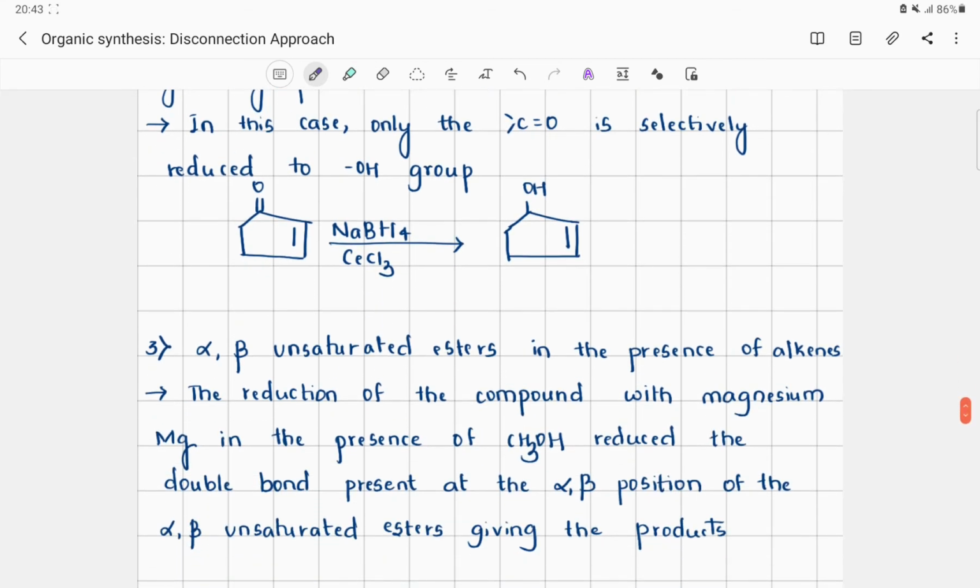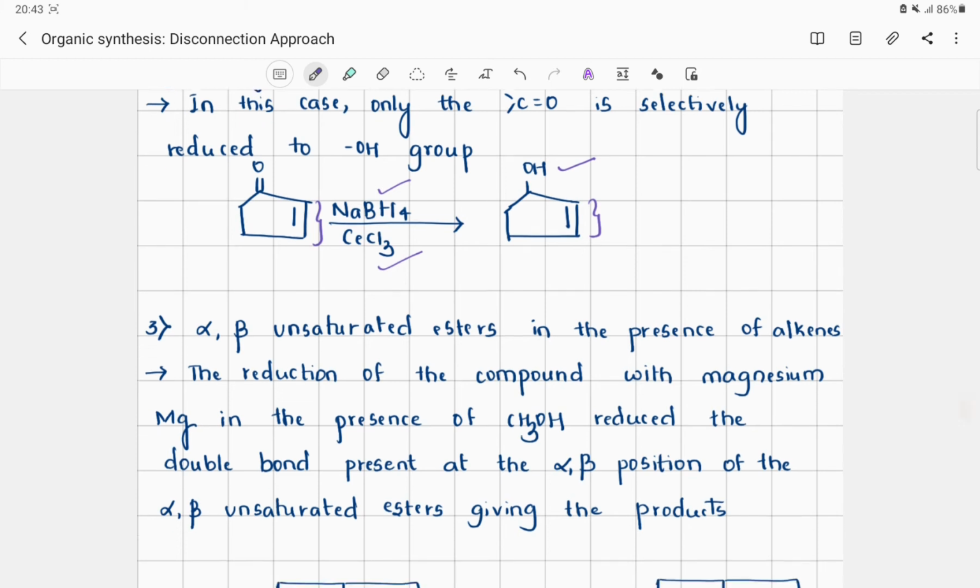Now can we not observe here that the carbonyl carbon is reacting so that it is getting converted to an OH, whereas the C=C has remained intact. This is because we have chosen the reagent sodium borohydride in the presence of cerium trichloride. So in this way, chemoselectivity helps to make a bifurcation as to which particular group is going to react.